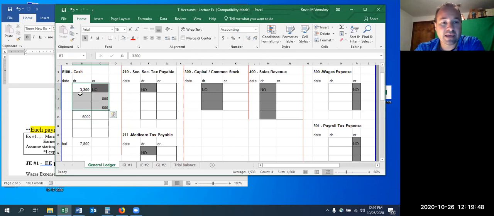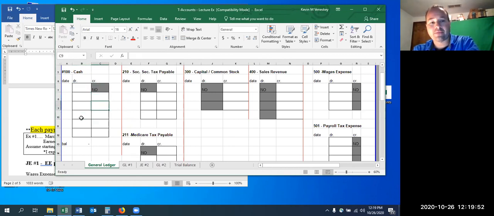So that's the reason I like to put in this formula. It's always keeping it up to date. I never have to worry about adding and subtracting it. And I would do the same then for all of the other accounts that I have set up.